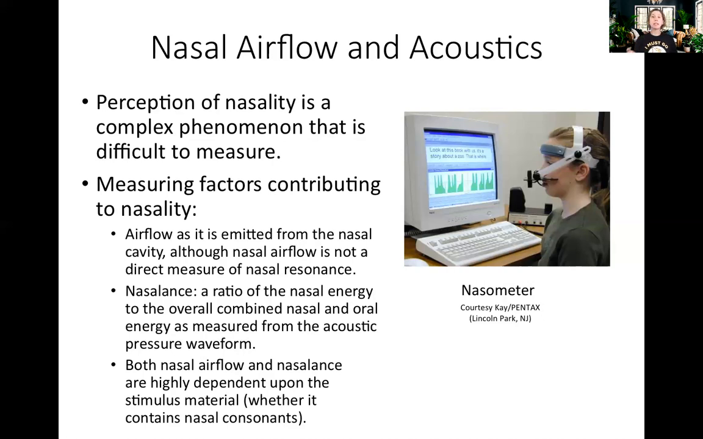So nasalance is the ratio of the nasal energy as measured from the acoustic pressure waveform. Nasalance scores will be dependent upon the number of nasal phonemes within a tested utterance. So again, it should be a very low number for any sentence that has no nasals, and it should be very high for a sentence that has a lot, and we can compare the difference between the two. If there's no difference between the nasal and non-nasal productions, then we really have a problem in terms of much too much nasal resonance, much too much nasal airflow.